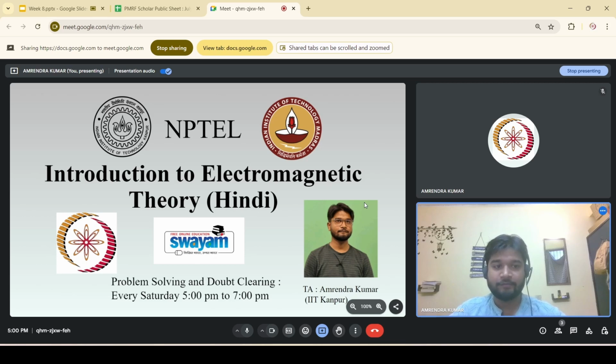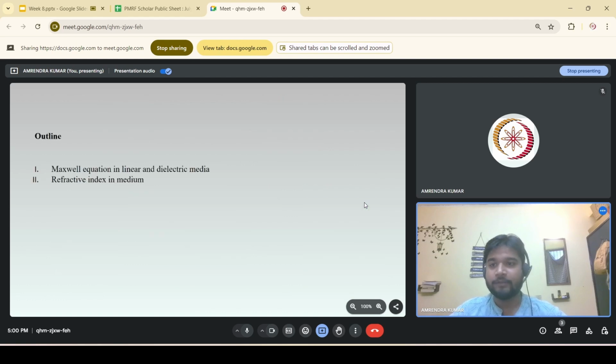In this week, we will solve some questions regarding Maxwell's equations in linear and dielectric media, and then we will derive how we can obtain the refractive index of a medium from Maxwell's equations. At least, how we can relate the refractive index in a medium with Maxwell's equations.